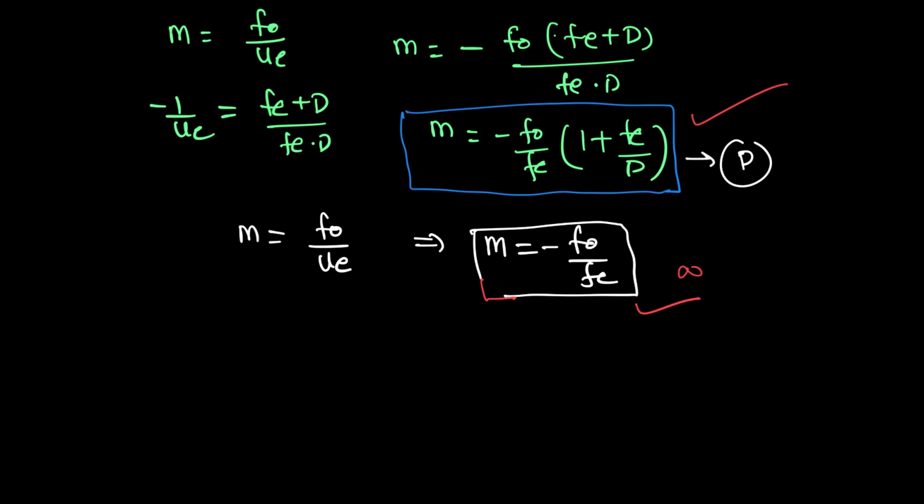The length of this telescope pipe, L, is equal to FO plus UE when the image is forming at distance D, and the length will be FO plus FE if the image is forming at infinity. Now we are using a reflecting telescope. In a reflecting telescope, we use a mirror. In this case, the magnification is minus FO by FE. So the magnification of this one is also minus FO by FE. It works on the same principle.